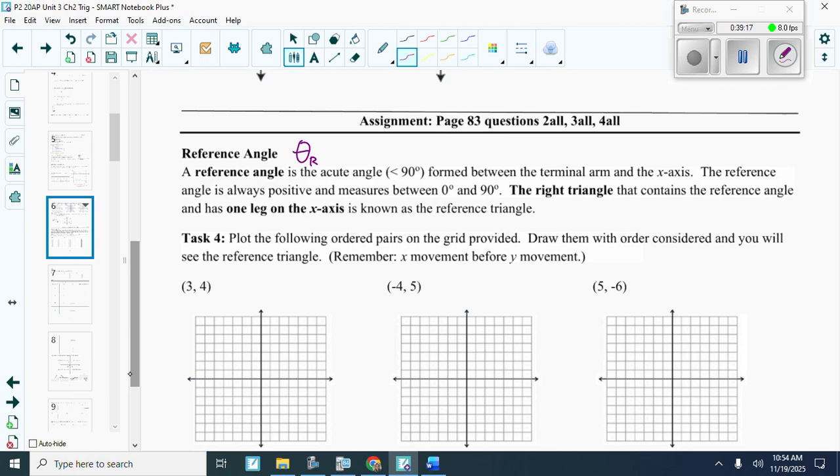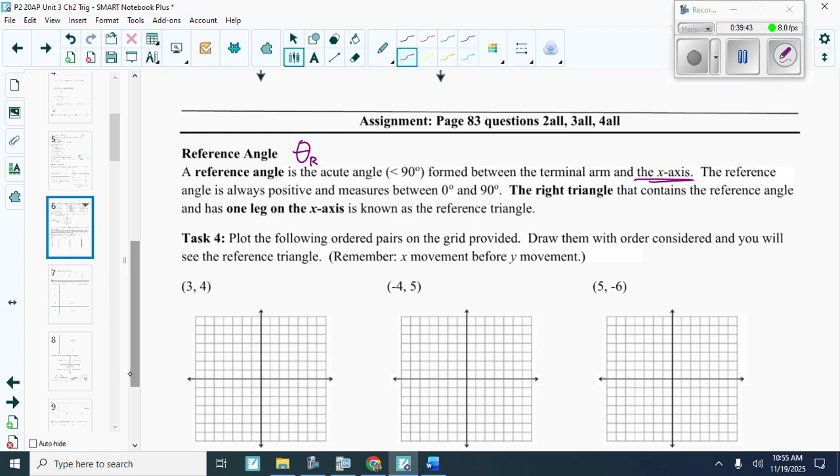So the reference angle is an acute angle. Remember the definition of acute: acute means less than 90 degrees, formed between the terminal arm and the x-axis. The reference angle is always positive and always between 0 and 90. The right triangle that contains the reference angle has one leg on the x-axis, and is known as a reference triangle.